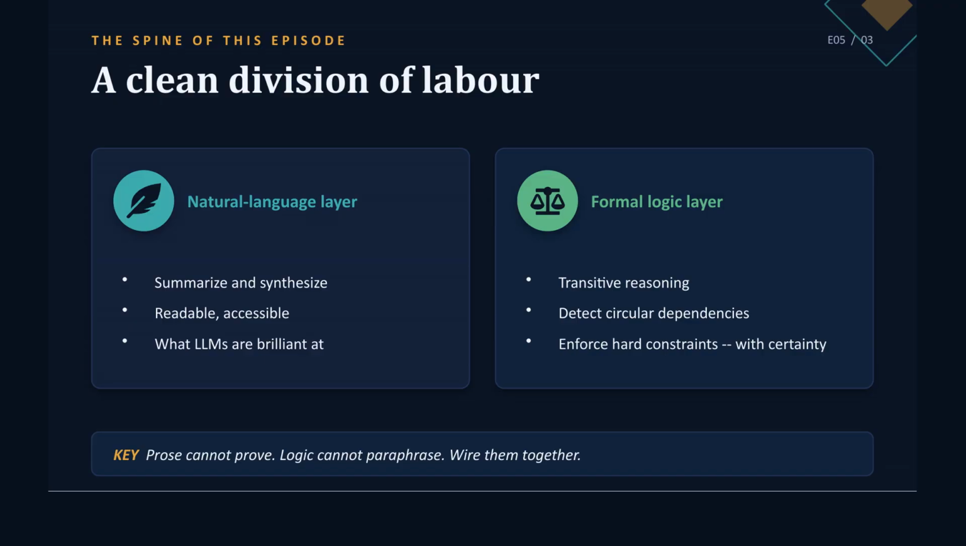This is what language models are genuinely brilliant at. On the other side, the formal layer, logic programs that do transitive reasoning, detect circular dependencies, and enforce hard constraints with absolute certainty. Neither layer can do the other's job. Prose cannot prove. Logic cannot paraphrase. But wire them together, and you get a wiki that is both readable and verifiable. Let me show you exactly what that looks like, in a system we actually built.